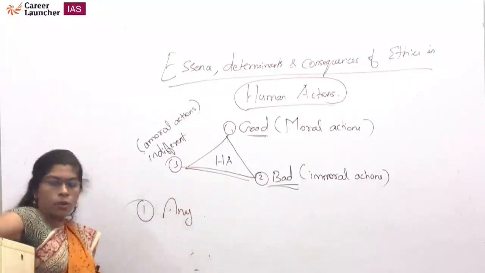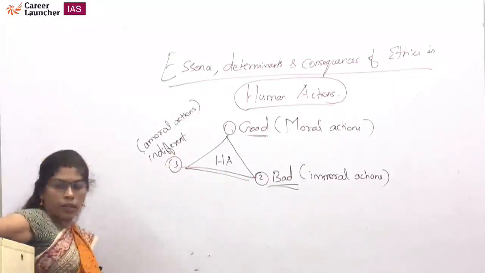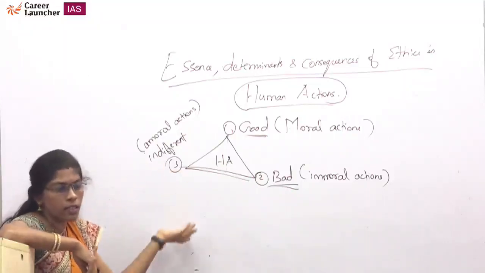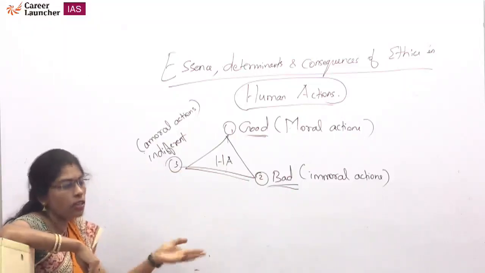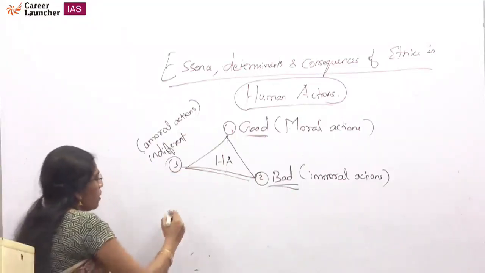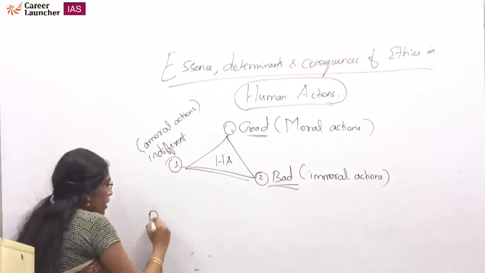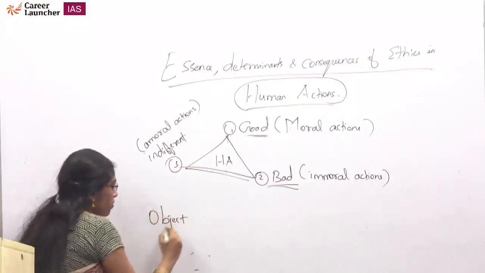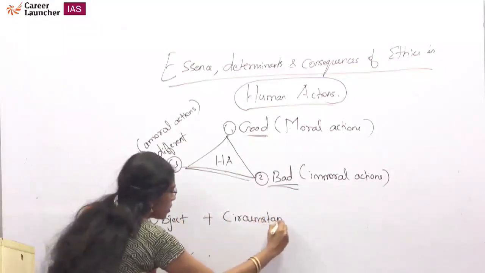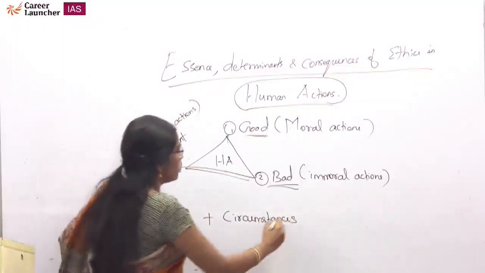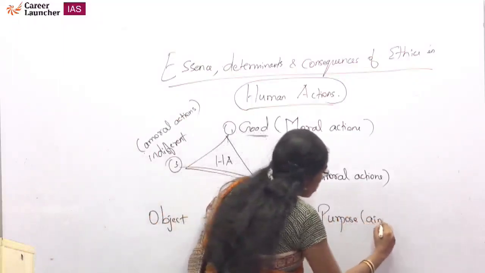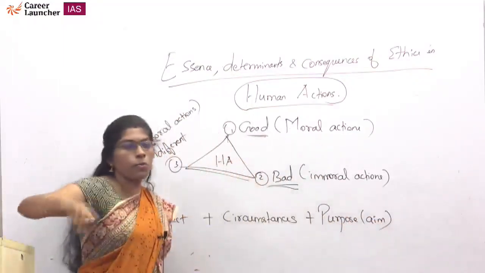See, before that you have to note this. Whenever you are evaluating, I already told what type of action you have to evaluate. Yes, na? We already discussed that. An action done with knowledge. Now, I am going to say, if you are evaluating an action, you have to take three things in mind. One is the object of the action. Second is circumstances of the action. Third one is purpose, that is aim. Purpose of the action, aim. These three things have to be kept in mind.